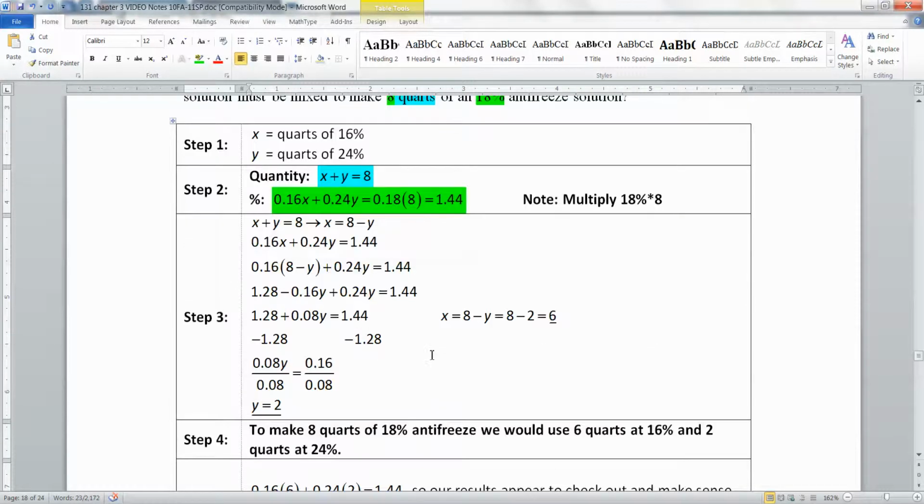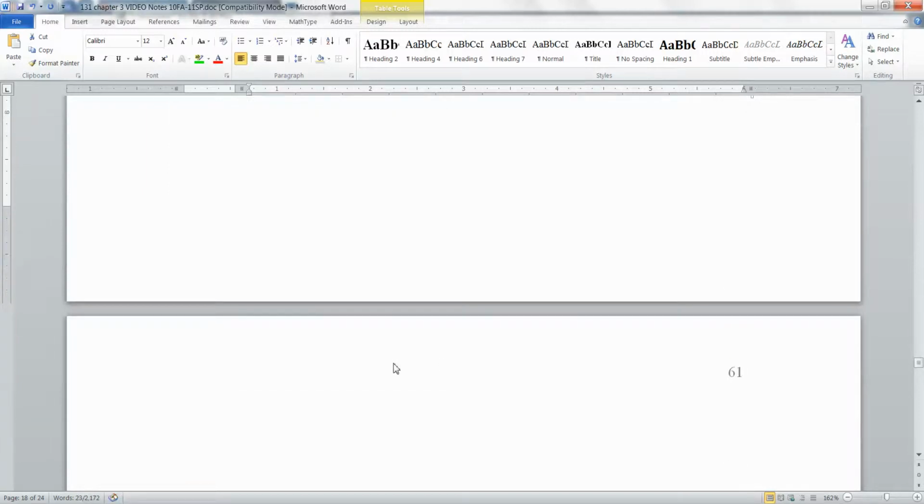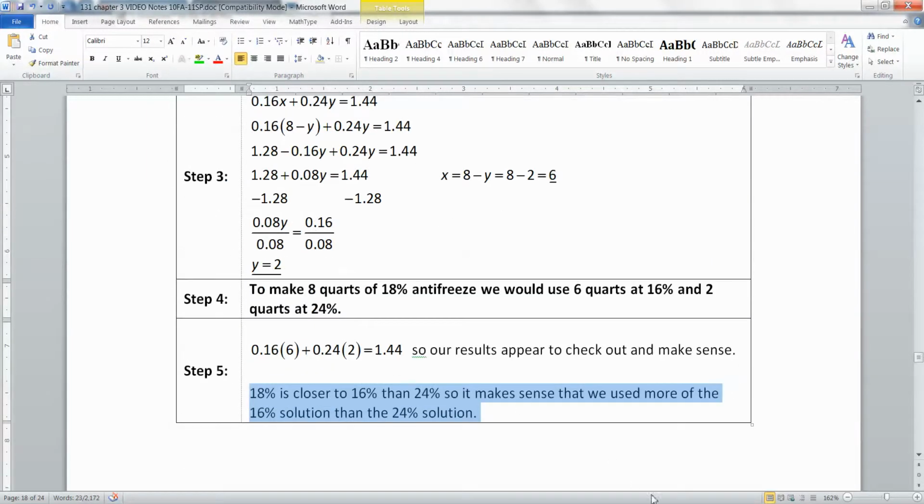All right, we're done with that question, and I'll meet you back here for the last one of this section, which is another mixture problem.